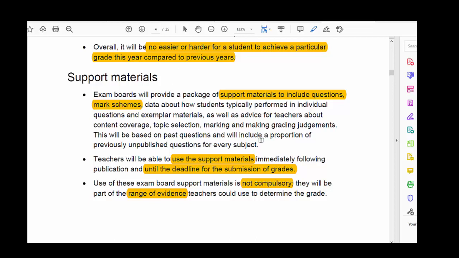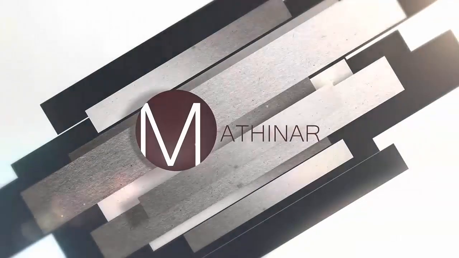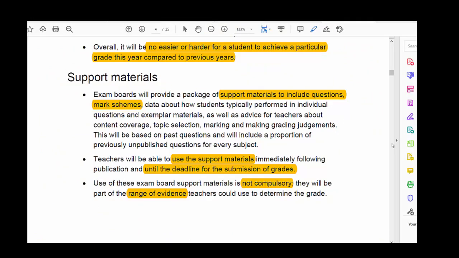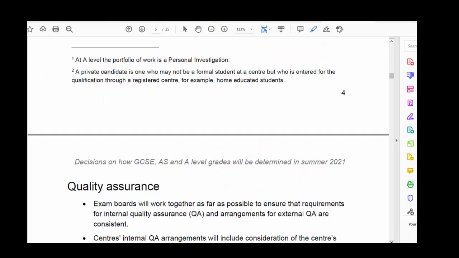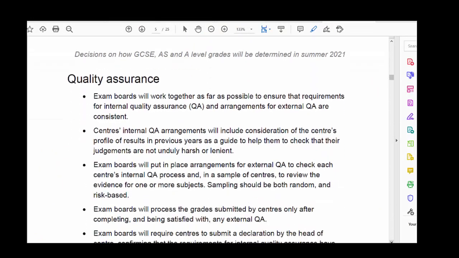I feel a lot of teachers will probably use these because with the exam questions that they use, they will have proper guidance on how to mark them. And remember, it's going to be your teachers that are marking the exam papers this year, not examiners. Okay, then there's a section on quality assurance. That's more for the centre.